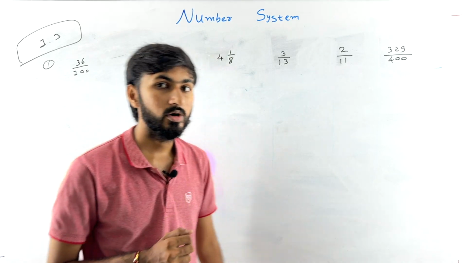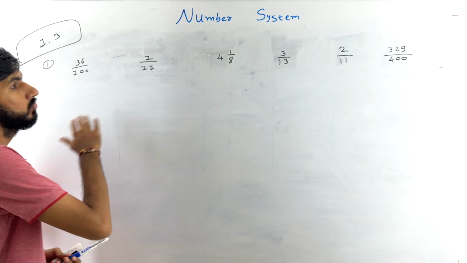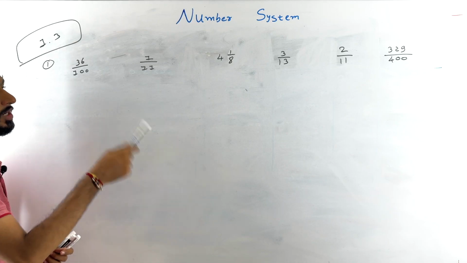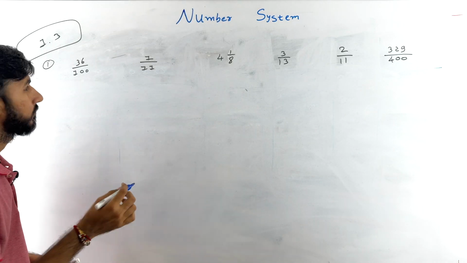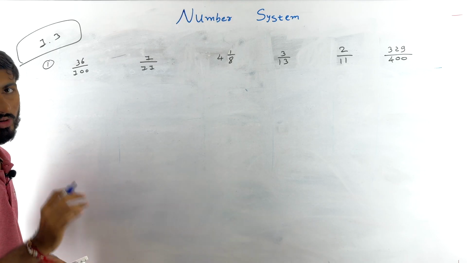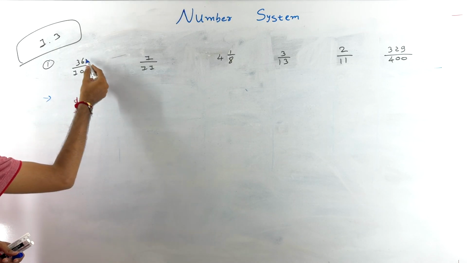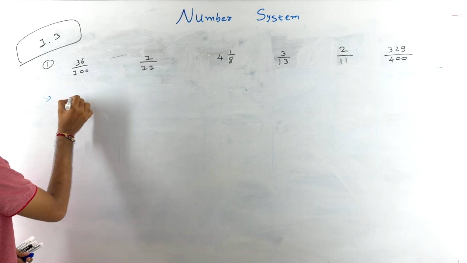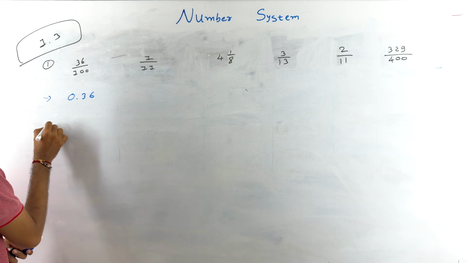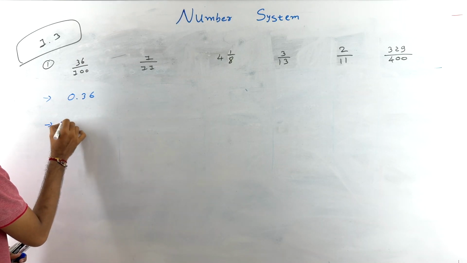Now in this video we will complete exercise number 1.3, and the first question is we have to write the decimal expansion of these numbers and say what type of decimal expansion these numbers have, whether terminating, non-terminating, repeating or not repeating. So the first one, we have 36 by 100, that is very easy, the answer is 0.36, we all know. Now this is terminating because it stops after 6.